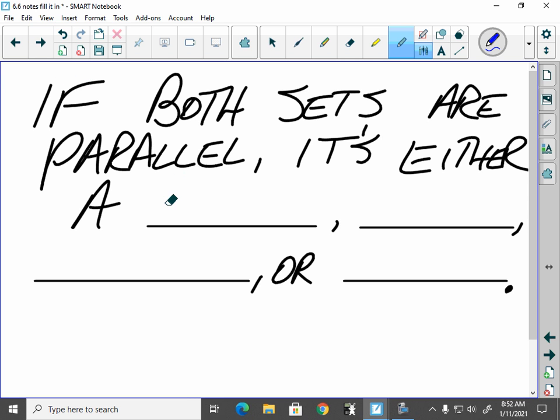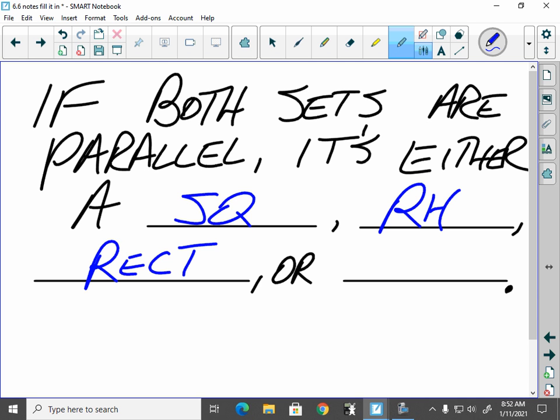Yeah. Okay. If both sets are parallel, it's either a square, I'm just going to write SQ, a rhombus, RH, a rectangle, RECT, or a parallelogram. Okay, so those are my abbreviations for those big fancy words. You can use them too. I know rhombus isn't that big of a word. Two syllables. Square's one syllable. But I'm still going to abbreviate them.